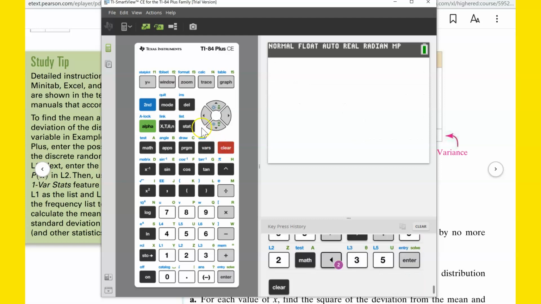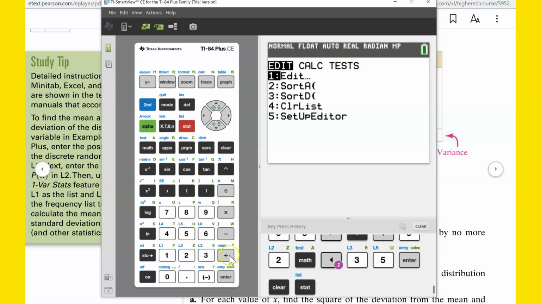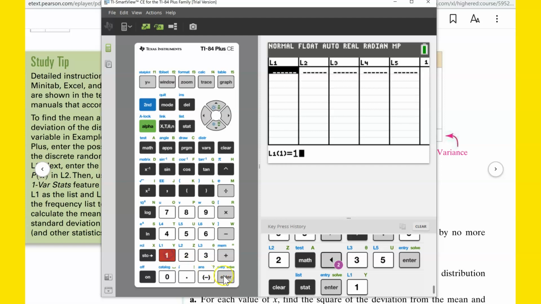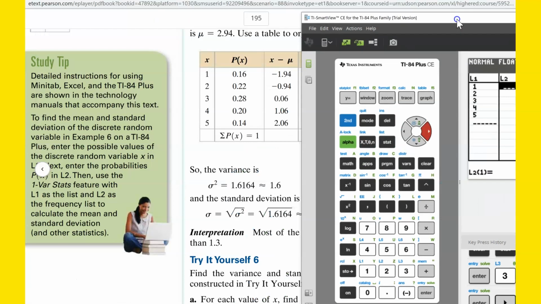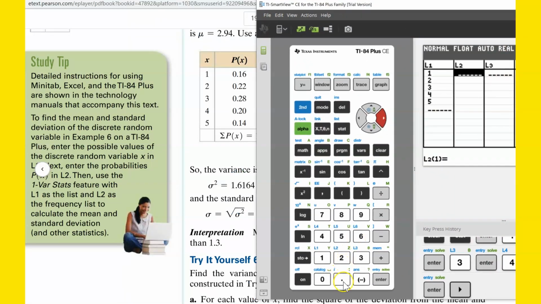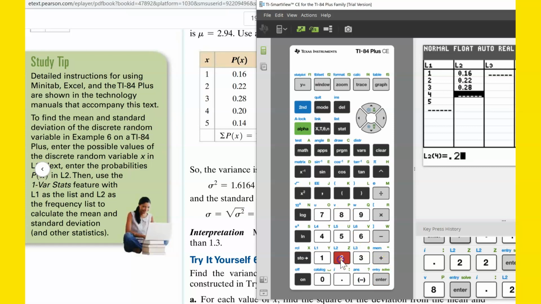All right, I'm going to show you how to do this in your calculator. You're going to go to Stat, go to Edit, and in L1 you're going to enter all the scores: 1, 2, 3, 4, 5. And in L2 you're going to enter the probabilities of those scores, or the frequency distribution of those scores. So 0.16, 0.22, 0.28, 0.2, 0.14.